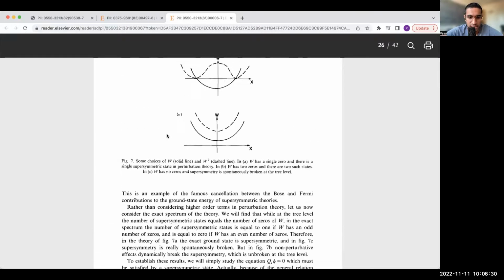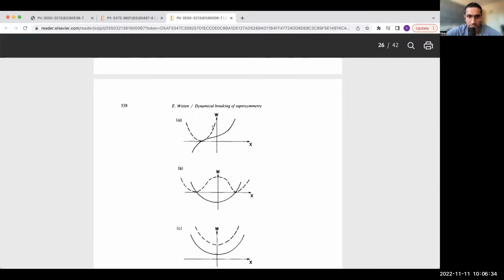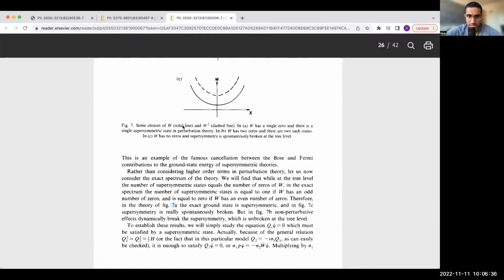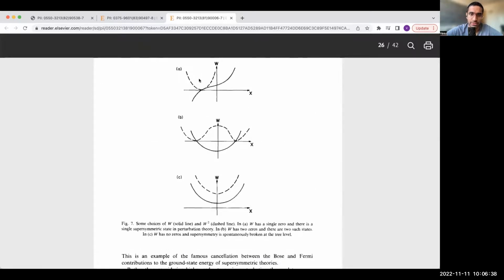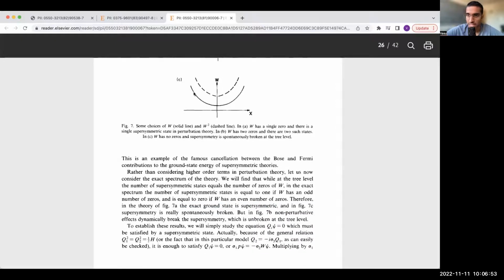So here he says, if you take something like figure 7a, right? So it's W squared and this is W, right? W cuts the origin once. W squared is purely convex. So there's just the exact ground state that's supersymmetric. In figure 7c, as we discussed, it's spontaneously broken. That is, the lowest eigenvalue of the Hamiltonian is actually one with positive energy, strictly positive energy.